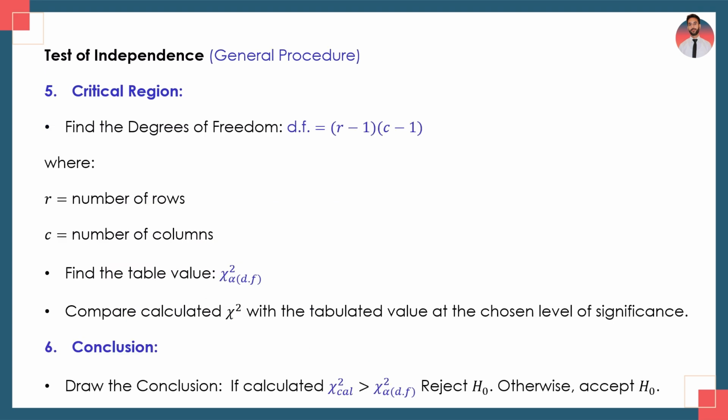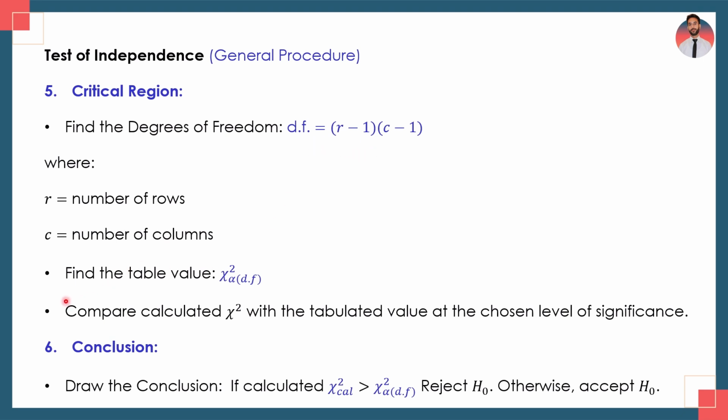Now the fifth step is the critical region for test of independence. First we find the degree of freedom, denoted by d.f., equal to (R minus 1) into (C minus 1). Here R is the number of rows and C is the number of columns. Now students, we put both values into the degree of freedom formula, multiply, and get the value of the degree of freedom.